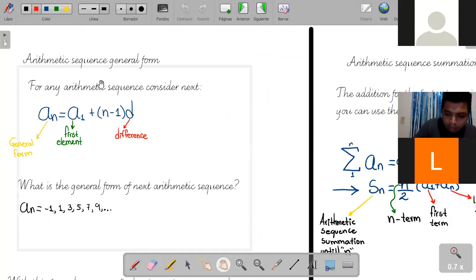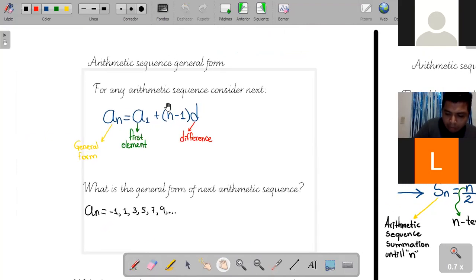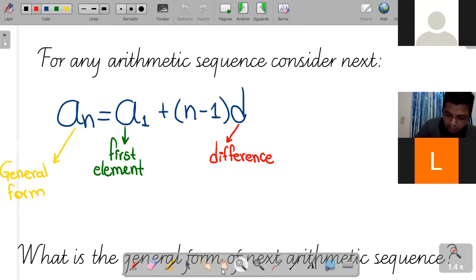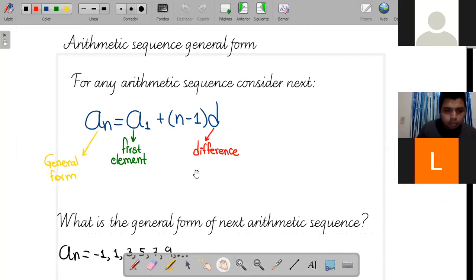Okay, let's go to the next part. And how can you get the general form of an arithmetic sequence? The question that I think Ana Lucia was making. It's just focusing on the next formula. Everything is based on a formula here, so it's not complicated at all. You must just be sure about when you're going to use it and how you can use it. For any arithmetic sequence, you're going to consider the following.